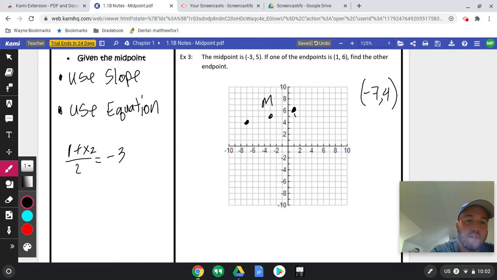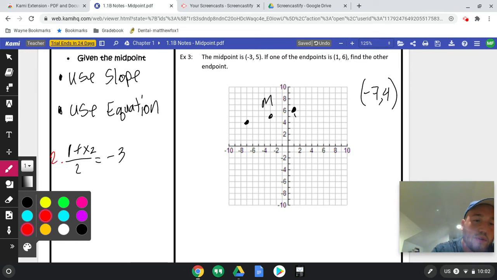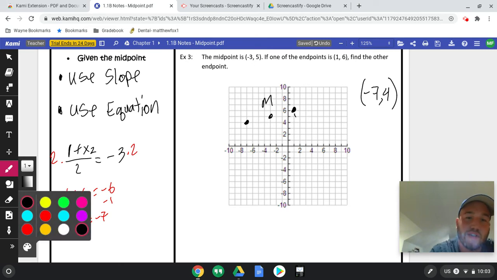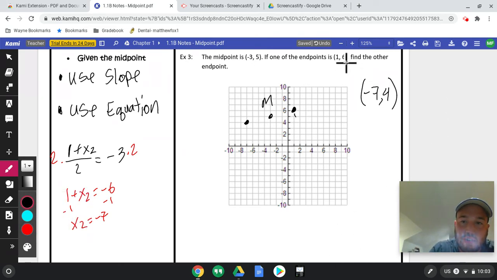Okay, so in order to solve, we're going to multiply by 2 on both sides. We'll be left with 1 plus x2 equals negative 6. Subtract the 1 over, and x2 equals negative 7. Then likewise, we can do the same thing with our y values. Except this time we're going to use 6 and the 5. So it'd be 6 plus y2 divided by 2, all that equals 5.